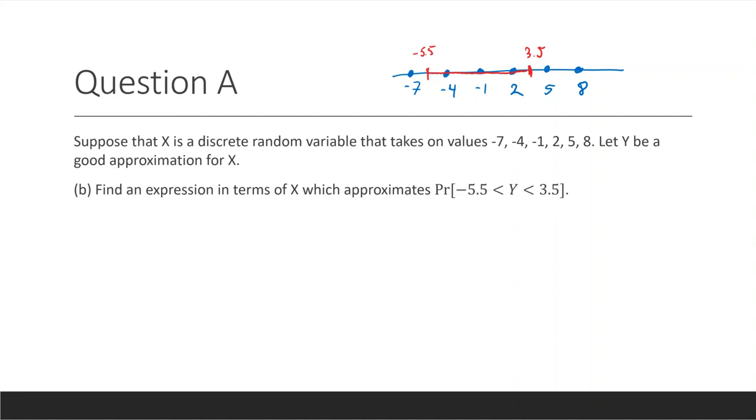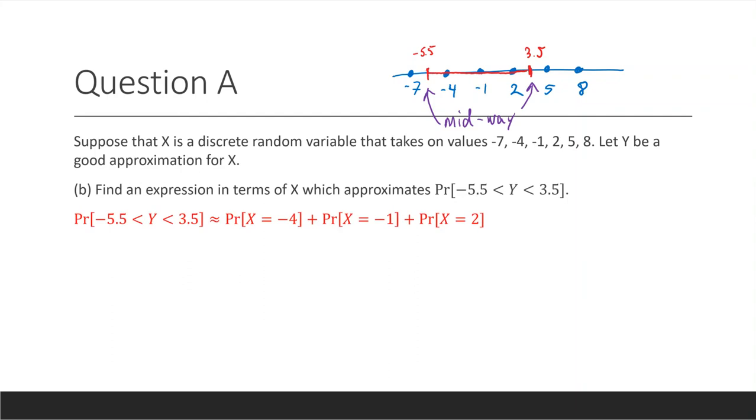The important thing here is that this -5.5 is midway between -7 and -4, and this 3.5 is midway between the 2 and the 5. If that wasn't the case, then we could not use x as it stands to approximate this probability. But because it is the case, we get that the probability that y is greater than -5.5 and less than 3.5 is approximately the probability that x is -4 plus the probability that x is -1 plus the probability that x is 2.